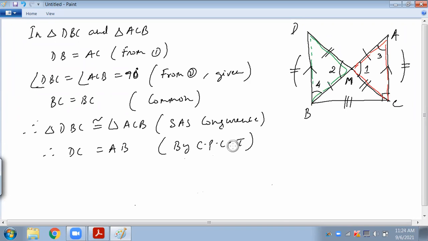Now we know that if you have two sides opposite to the equal angles in congruent triangles, then we can take them equal by CPCT. We have already shown the triangles congruent, so we can take DC and AB equal by CPCT.